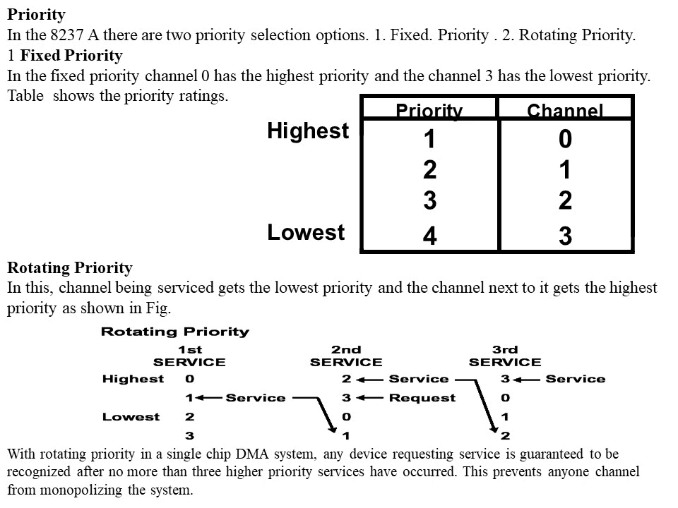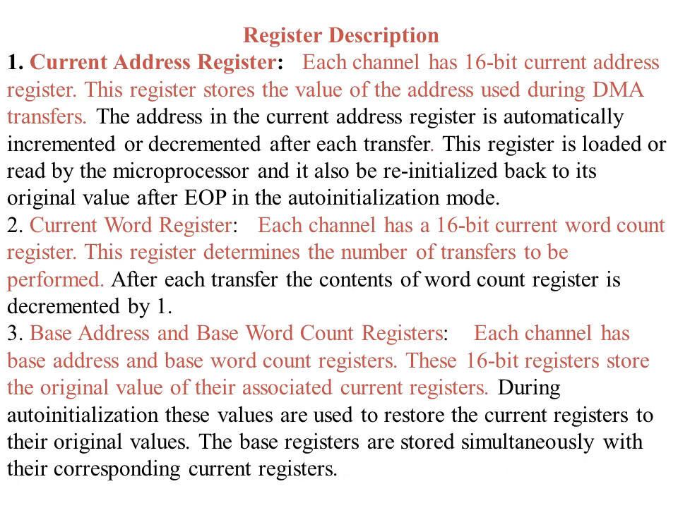Now the channel we have serviced gets the lowest priority, and the channel next to it, channel 2, becomes the highest priority. If we then provide service to channel 2 in the third service, channel 2 gets the lowest priority and channel 3 gets the highest priority, and so on. This is known as the rotating priority mode. That means the channel that has most recently been serviced is assigned the lowest priority.